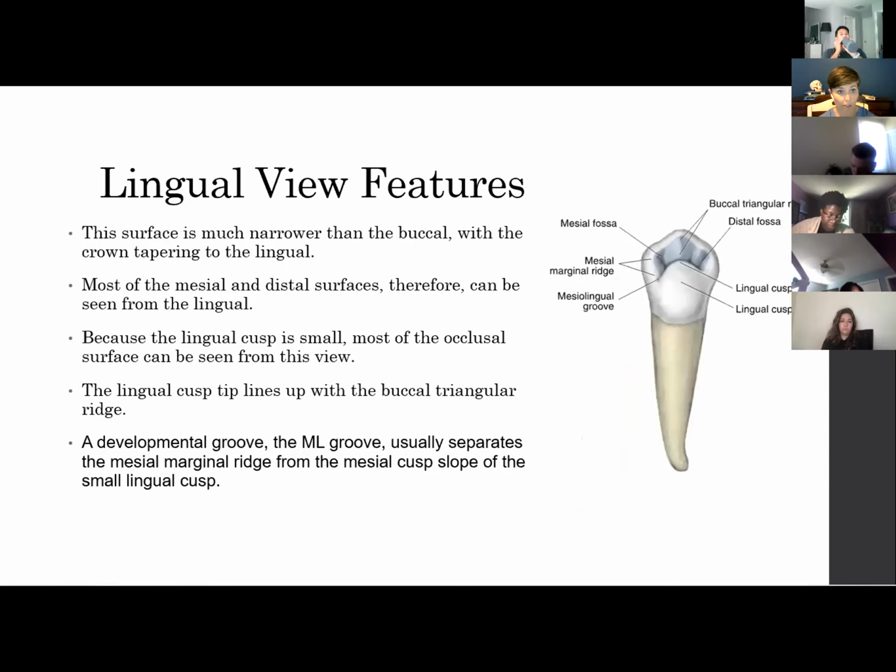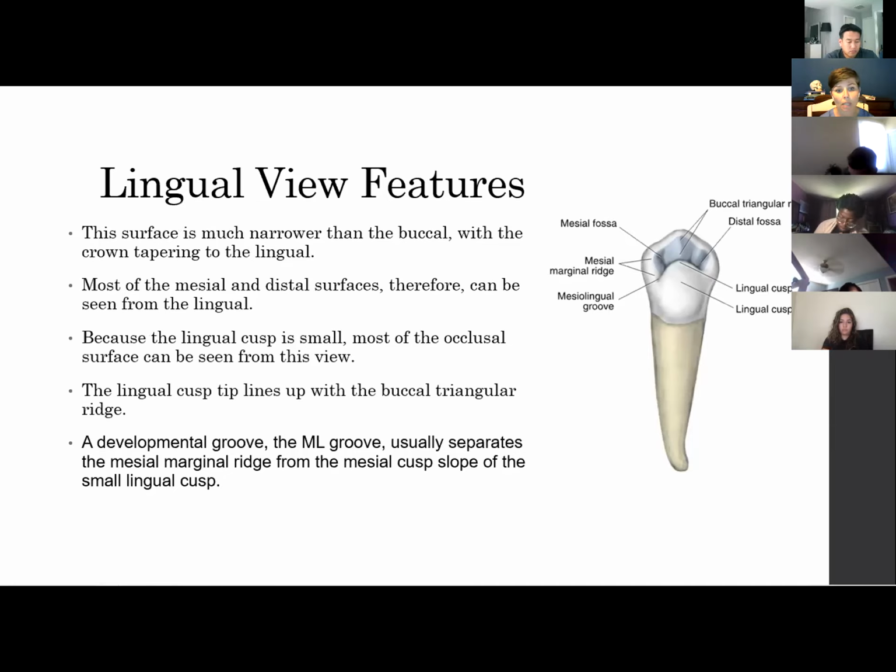All right, looking at the lingual view. This surface is much narrower than the buccal, with the crown tapered at the lingual. So you can see that it's tapered back here because it's bigger in the front and tapers to the back. Most of the mesial and distal surfaces, therefore, can be seen from the lingual, which you can see, right? This is the lingual view. Here's the mesial, here's the distal, and here's the buccal cusp. Because the lingual cusp is so small, most of the occlusal surfaces can be seen from this view.